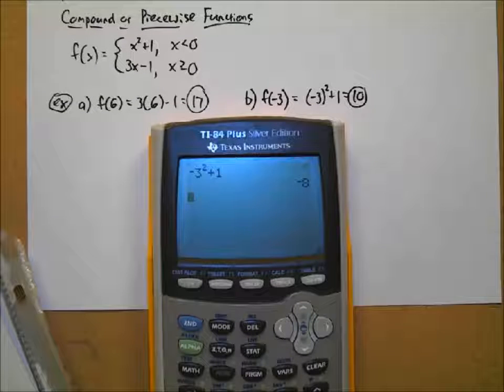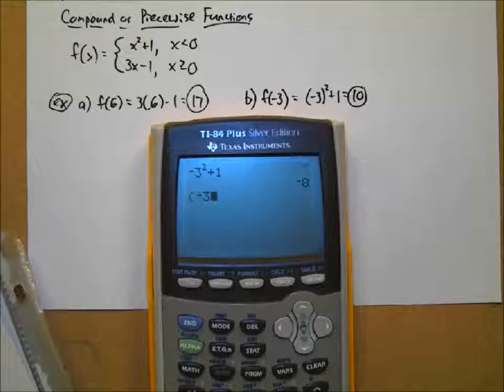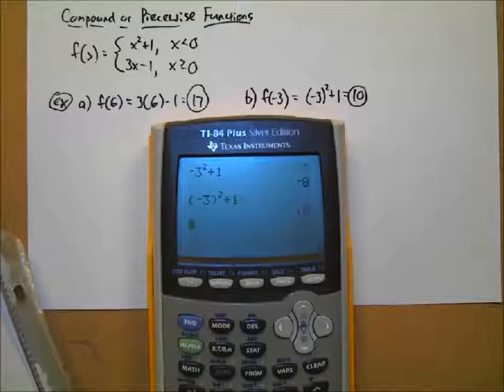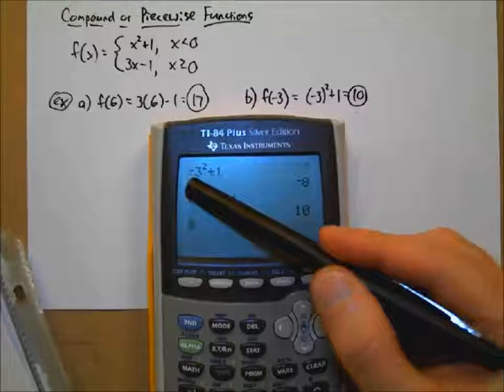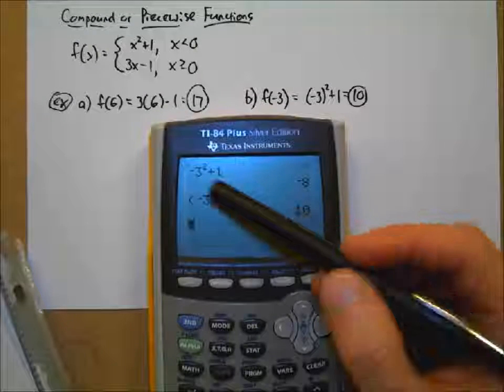Your calculator gives you negative 8. Okay? Your calculator gives you negative 8. But if we use parentheses here, the calculator gives you the correct answer of 10. All right? What's the deal? Well, the calculator here, with the way it's programmed, that negative sign, it kind of does order of operations.